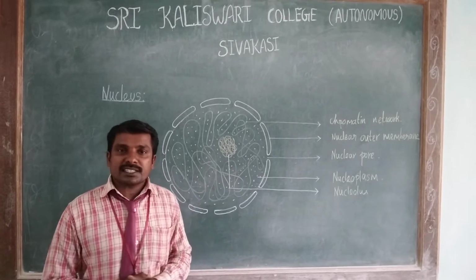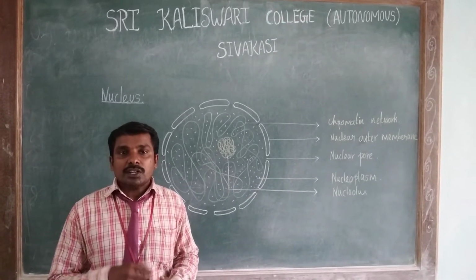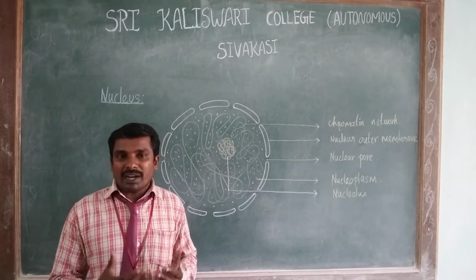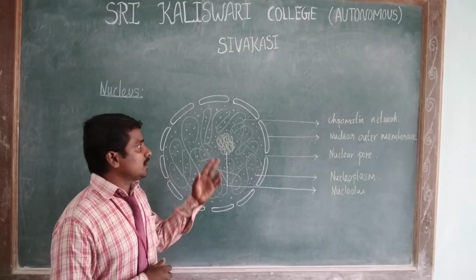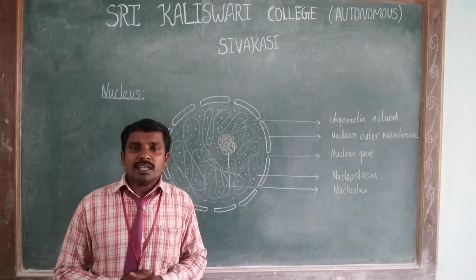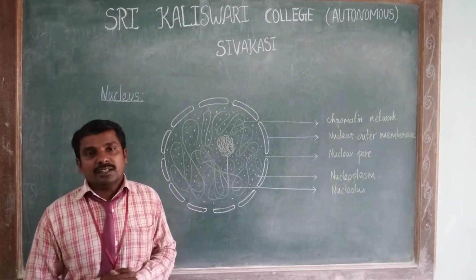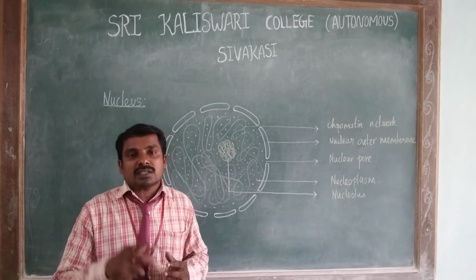The intact nucleus covers the nucleoplasm, nuclear membrane, nuclear pore, the well developed chromatin network, and also the RNA producing nucleolus. Normally the nucleus looks globular in structure. It is present in the center part of the cell.